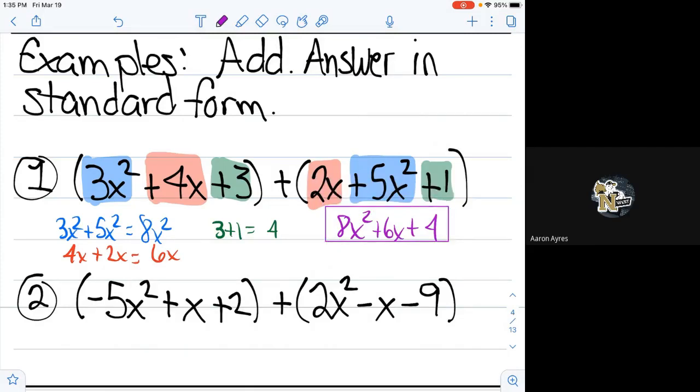Manageable? That's all you have to do. Identify your sets of like terms, add each individual set together, write the final answer in standard form, you have a polynomial. Okay? So we're not changing how we add, we're just doing it multiple times for the same problem. That's all we're doing. Let's try the next one.